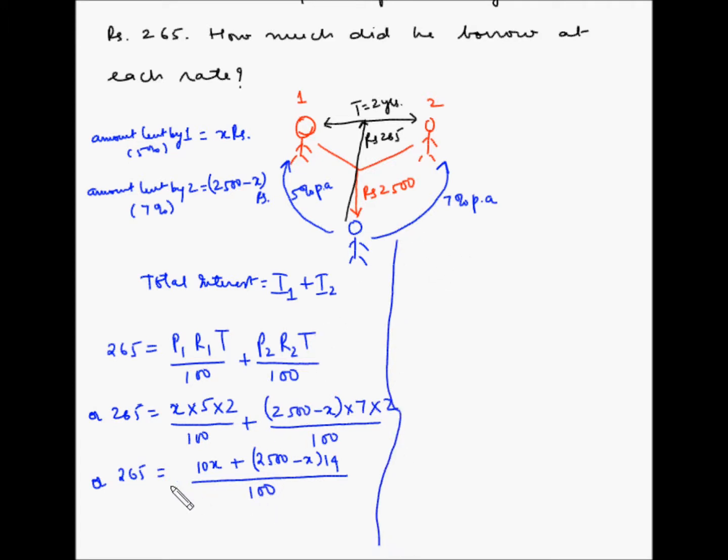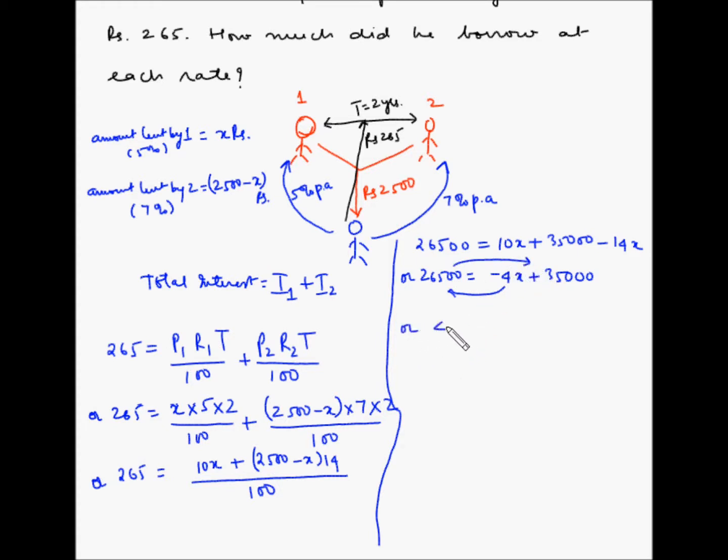So let's bring 100 on the other side. So 265 multiplied by 100, which is 26500, is equal to 10 times x plus, so 2500 multiplied by 14. So 25 multiplied by 14 is 350. So 350 and then 00 minus 14 multiplied by x, which is 14x. Or 26500 is equal to, so 10x minus 14x is minus 4x plus 35000. So let's bring this 4x on the other side and 26500 on the other side.